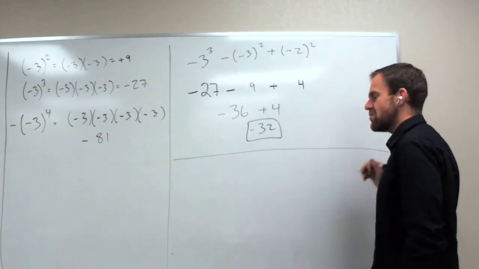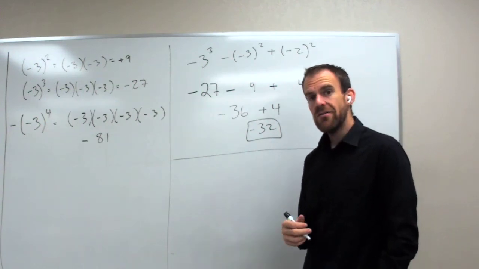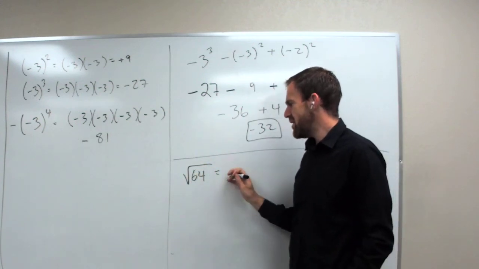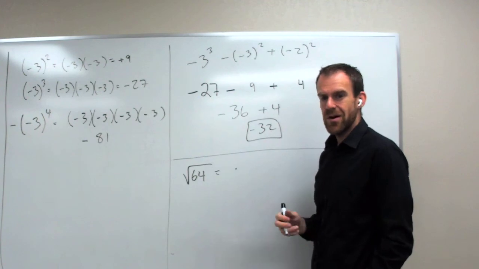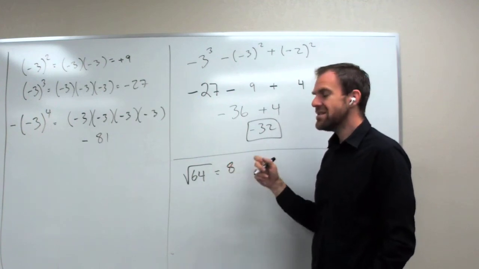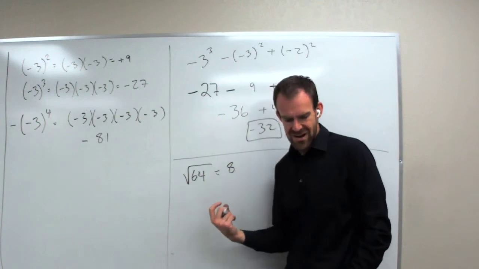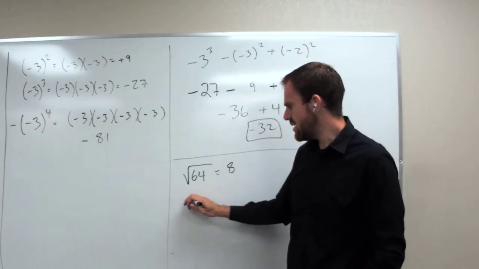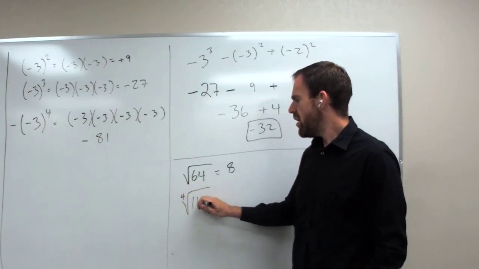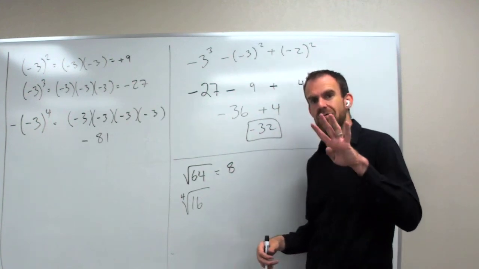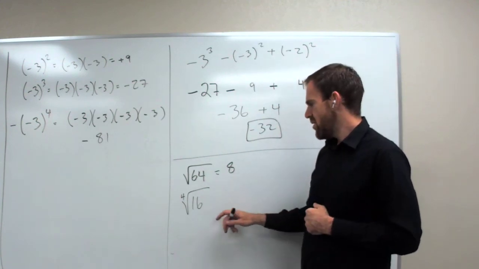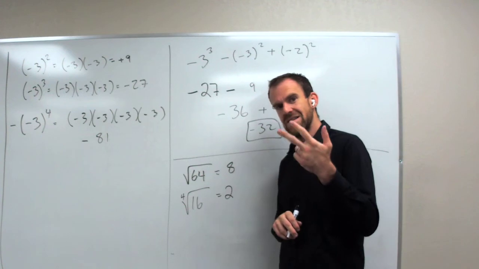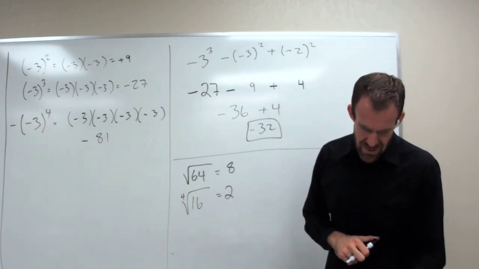So you can also take square roots, which is the opposite of an exponent. So what's the square root of 64? Well, what I'm asking is what number times itself equals 64? The answer is 8. 8 times 8 is 64, so the square root of 64 is 8. What about the fourth root of 16? Now I'm asking what number times itself 4 times would be 16. So in this case, it's going to be 2 because 2 times 2 is 4, times 2 is 8, times 2 is 16. All right, and so on.